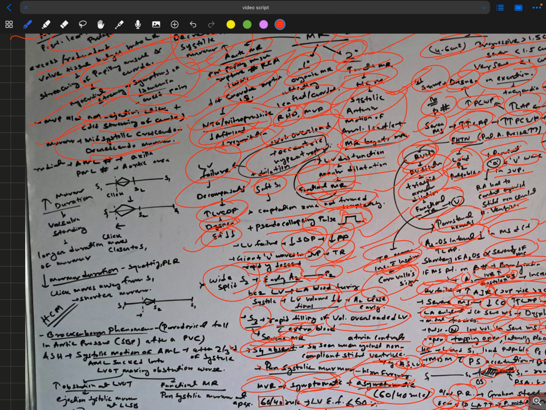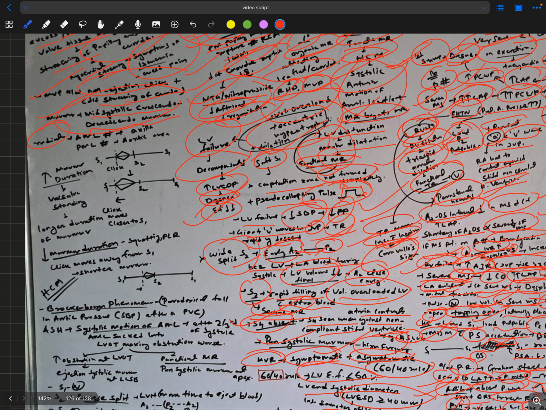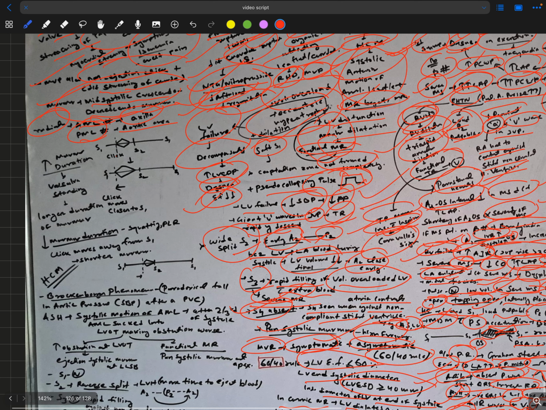Mid systolic crescendo decrescendo murmur. If the anterior mitral leaflet is involved, the murmur radiates to the axilla. If the posterior mitral leaflet is involved, it radiates to the aortic area. So this is the murmur, a mid systolic crescendo decrescendo murmur. This is the non-ejection click or mid systolic click.